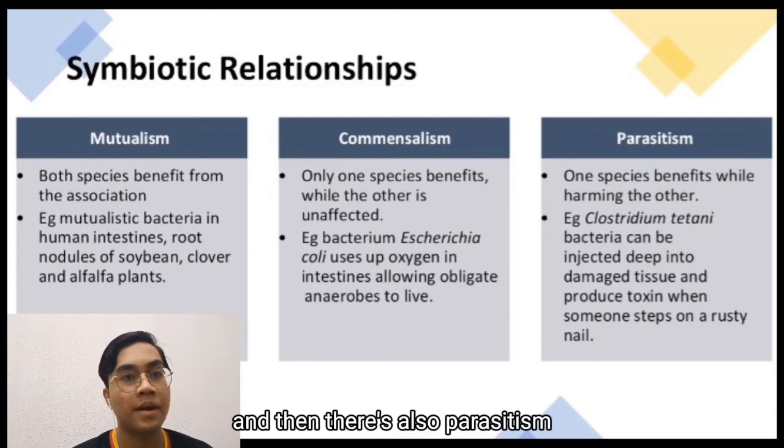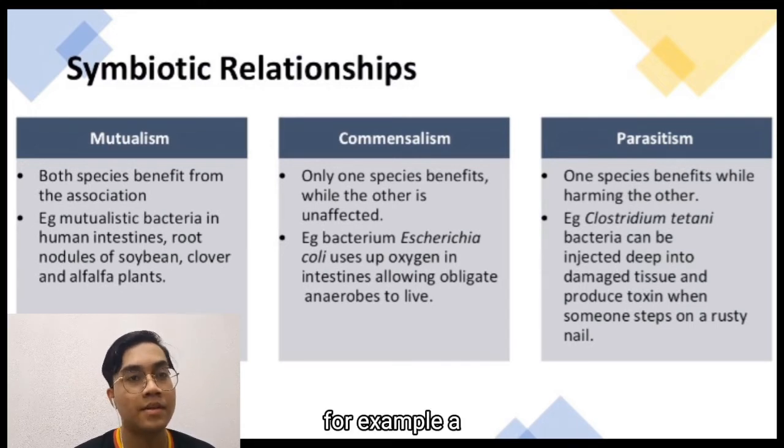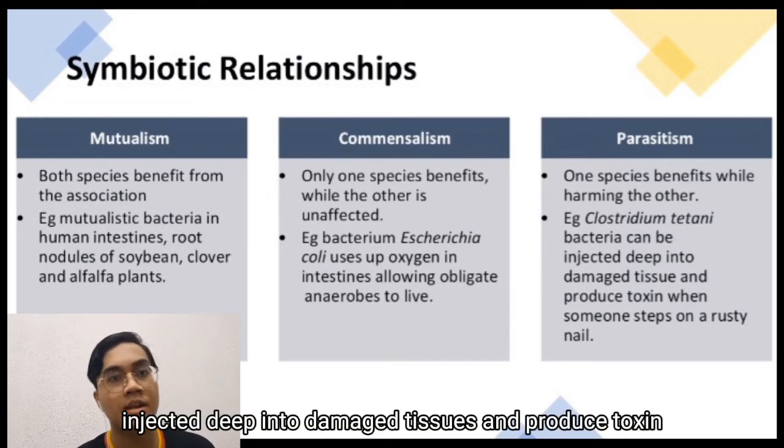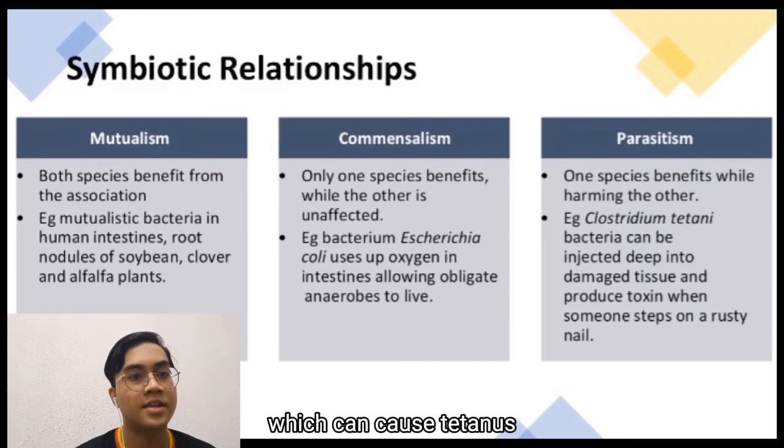And then there's also parasitism, in which one species benefits while harming the other. For example, the bacteria can be injected deep into damaged tissues and produce toxin when someone steps on a rusty nail, which can cause tetanus.